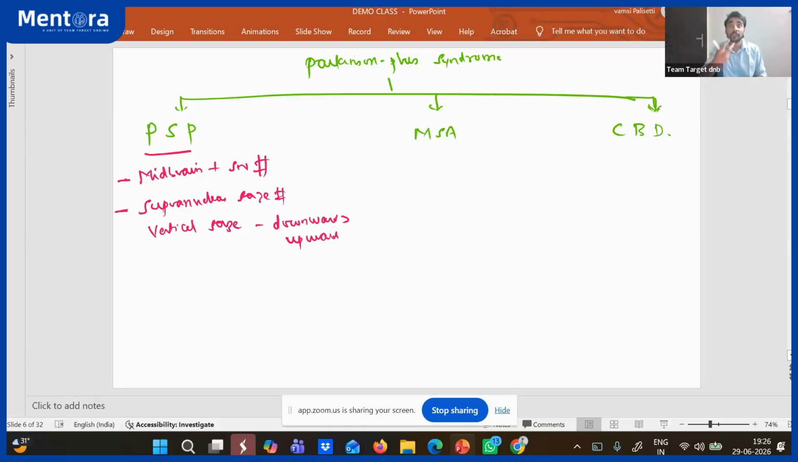He always sees up. When you see his eyes, he's always staring, and when he's getting down the steps, still he's seeing up only. So there are more frequent falls and more frequent gait instability. Right? So midbrain plus substantia nigra is lost. So supranuclear gaze palsy, especially vertical gaze is affected, and in that downward gaze is affected more than the upward gaze. Very important.